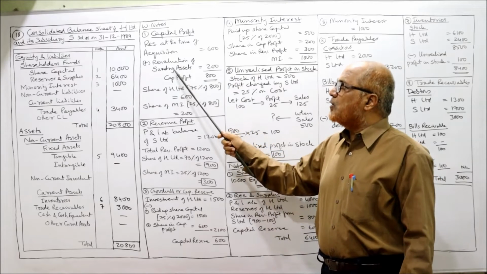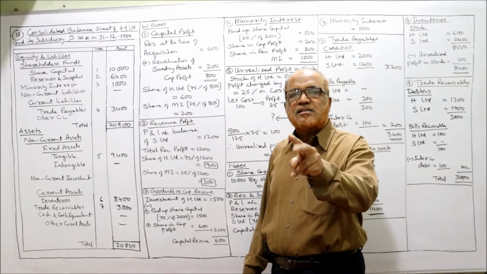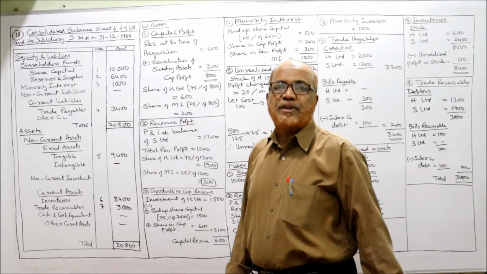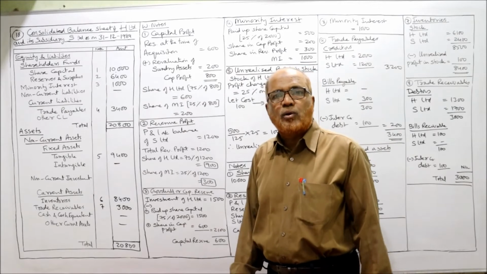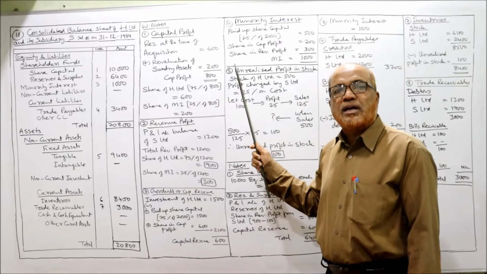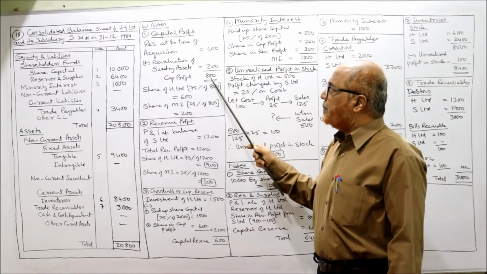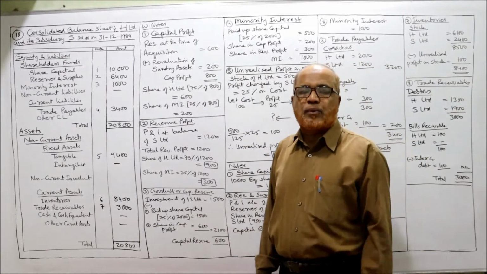Then apart from that, revaluation of sundry assets. Sundry assets are 200 rupees undervalued in the books of S Limited. Now we have to increase it. 200 rupees we have to increase. So this 200 is also capital profit. So add up, 800 rupees is the total capital profit.